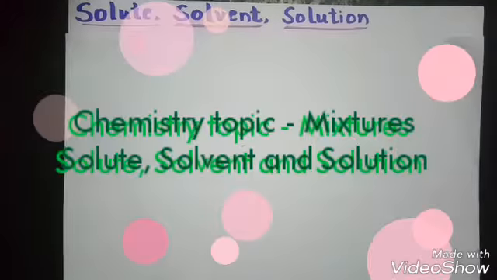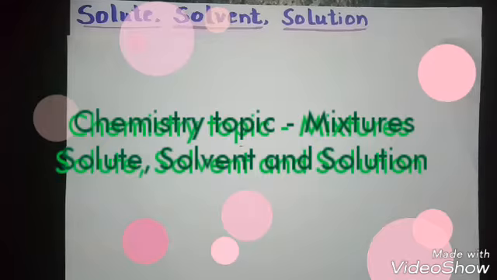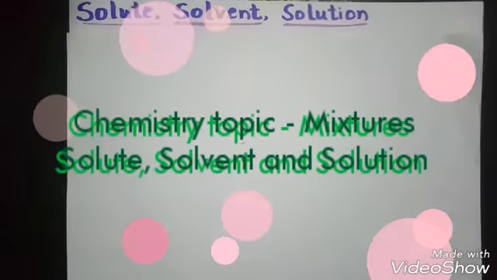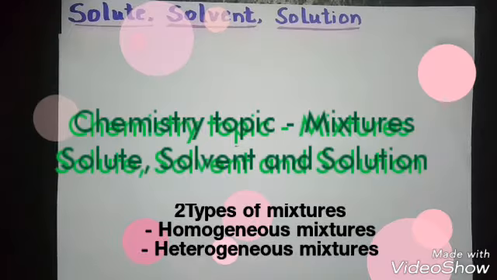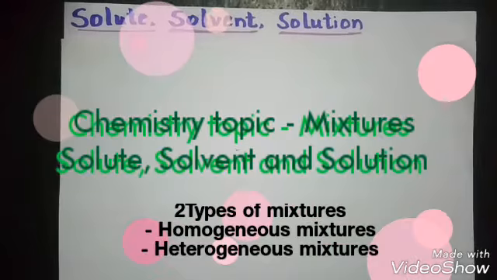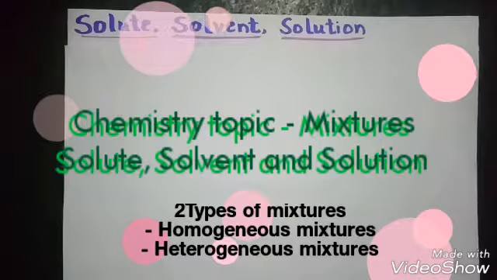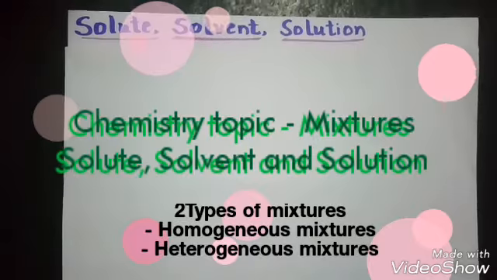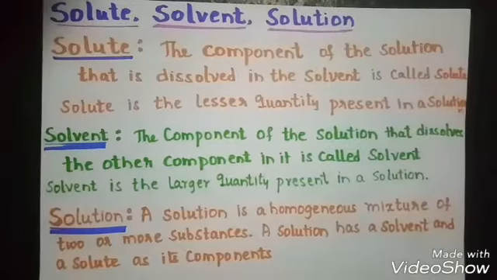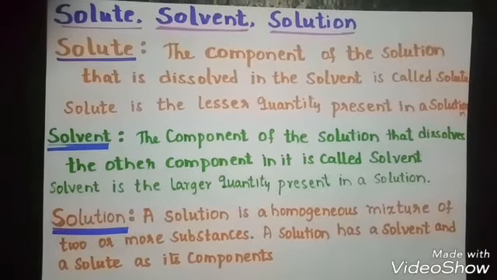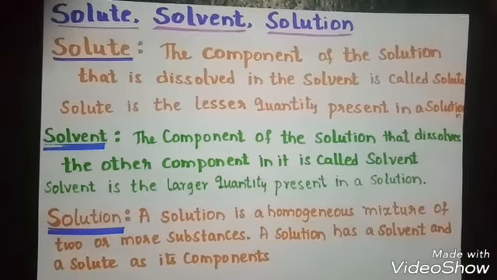Among mixtures, we get different types: homogeneous mixtures and heterogeneous mixtures. Today we are going to study solution. A solution is a homogeneous mixture. In this video we are going to learn about solute, solvent, solution and how a solution is made. So children, before learning about solution, first we'll know what solute, solvent and solution are.